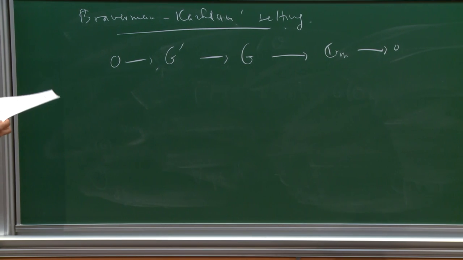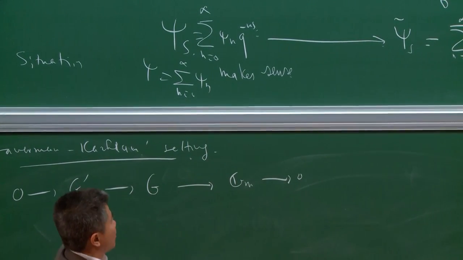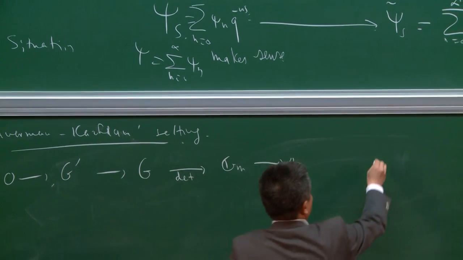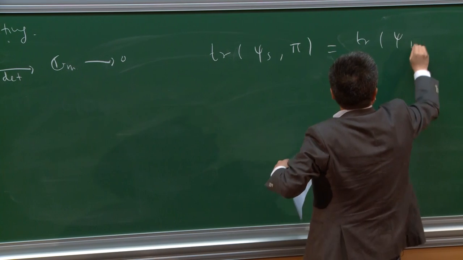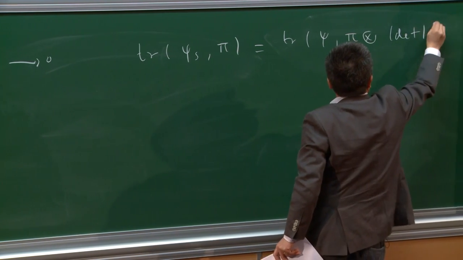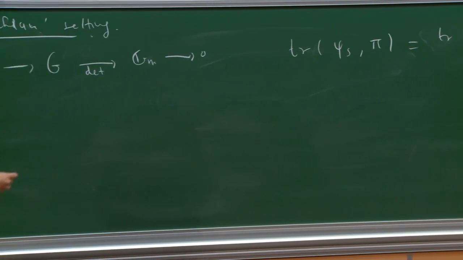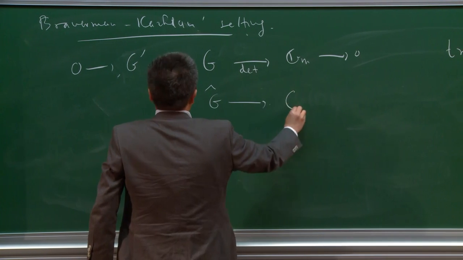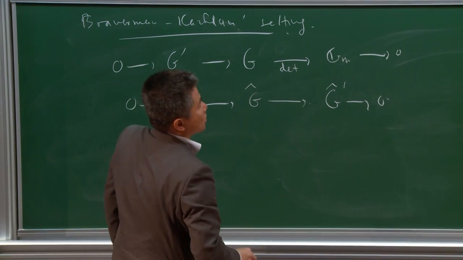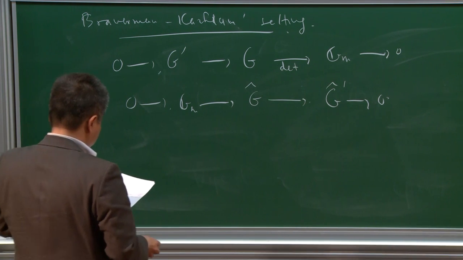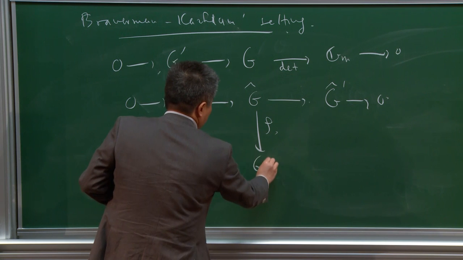So instead of doing this, you can just look at this function and twist the representation by the determinant. What we are looking for is the following formula: trace of psi s on pi is the same as trace of psi on pi tensor determinant to the s. For this to be true, you want to have in the dual of psi, in this exact sequence, and actually you want that, when you have this condition, if you look at the rho of G n V rho.